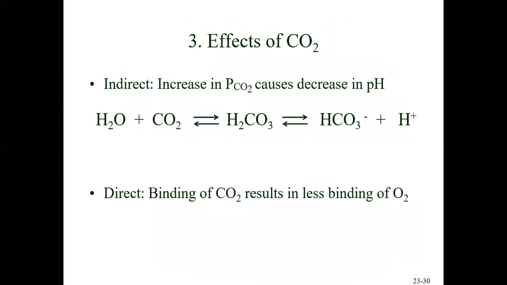Number 3 is an effect of carbon dioxide. Now this can really be looked at in one of 2 ways. Indirectly, carbon dioxide causes a change in the pH, so that's technically looking at the Bohr effect again. Indirectly, having more CO2, and I have an equation out here for you to look at. This is water, H2O, plus CO2.